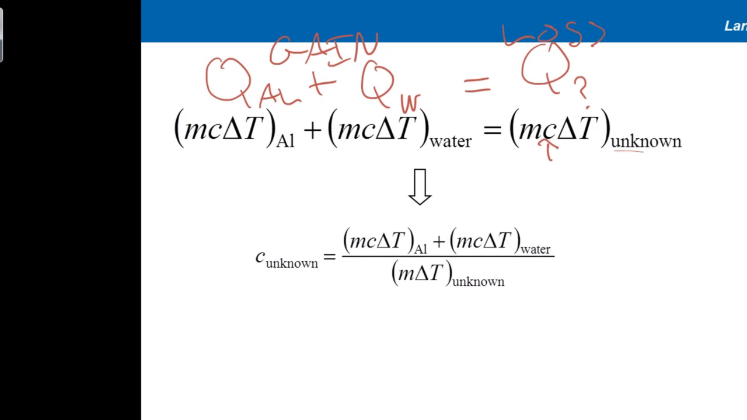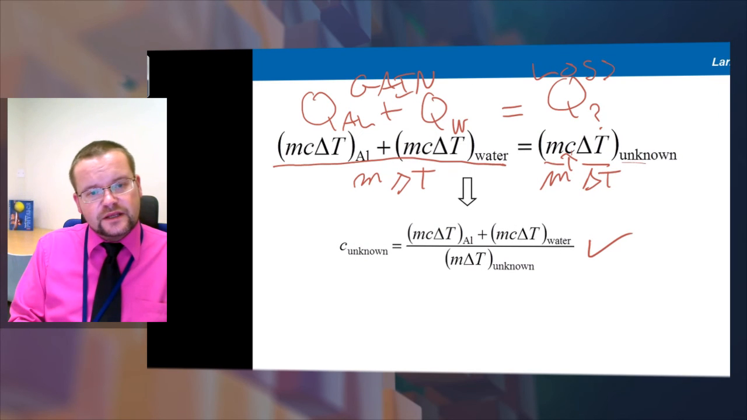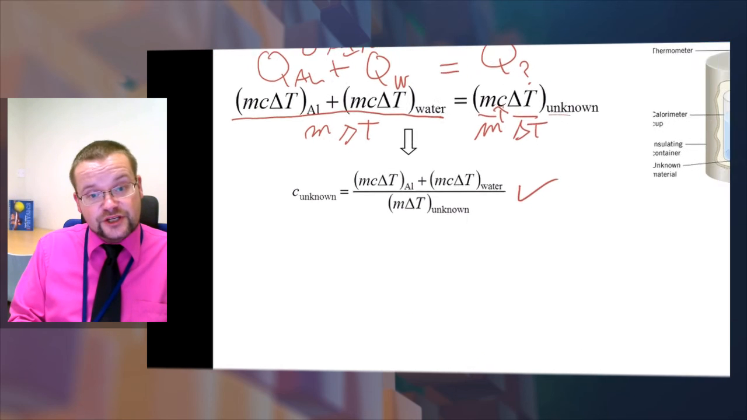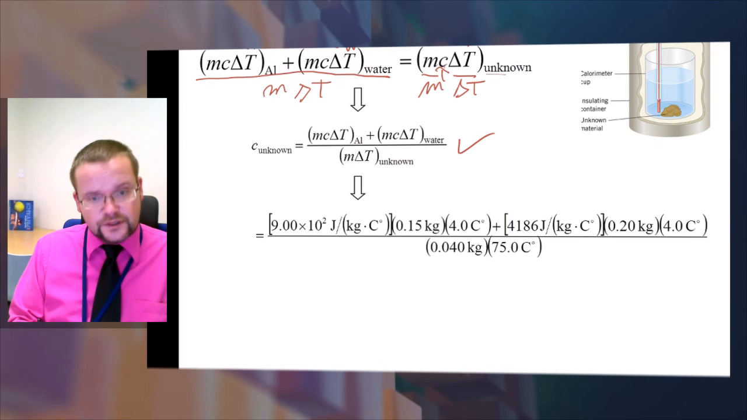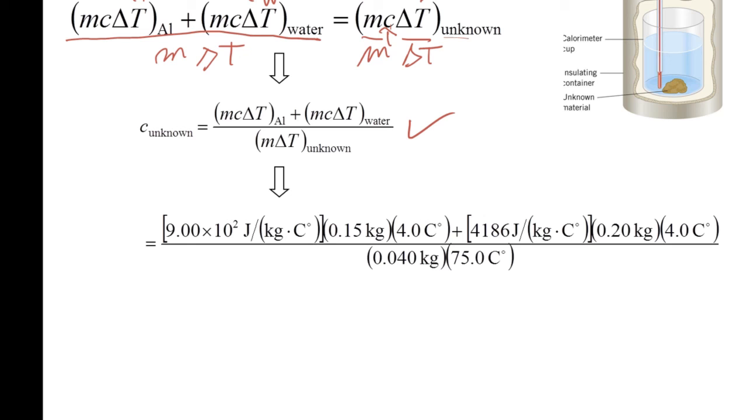C unknown will basically equal this entire side divided by M and divided by delta T over there. We do the same to both sides, and what we get is this expression: take the mass, the specific heat capacity and the change in temperature of the things we know, and divide by the mass and the change in temperature of the thing we don't know. If we fill in all of our values, keep in mind there are a lot of numbers here, so you have to be very careful with how you use your calculator. We're going to find an answer of 1,300 joules per kilogram per degree Celsius.